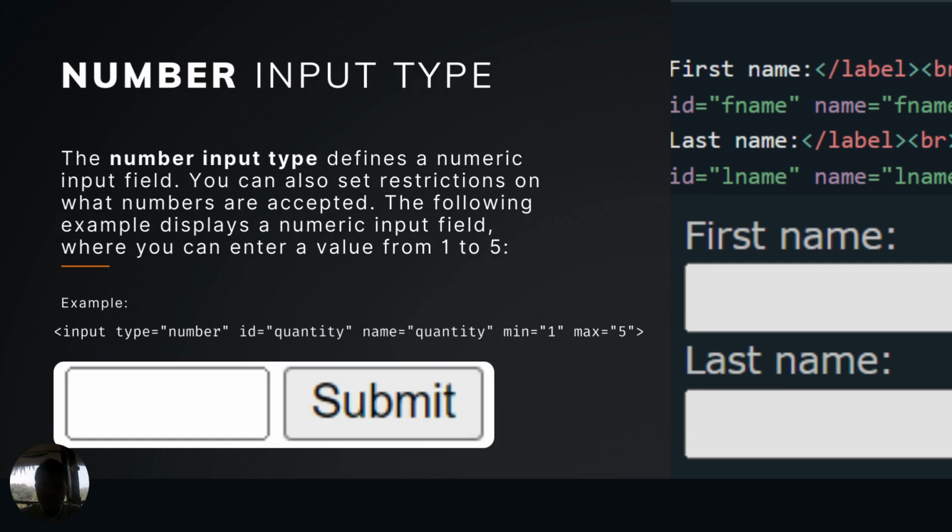And then there's the number input type, which defines a numeric input field. You can also set restrictions on what numbers are accepted. The following example displays a number input field where you can enter a value from 1 to 5. So here, there's again the minimum property as 1 and the maximum property as 5. And how to make it is just by typing input with the type property number.